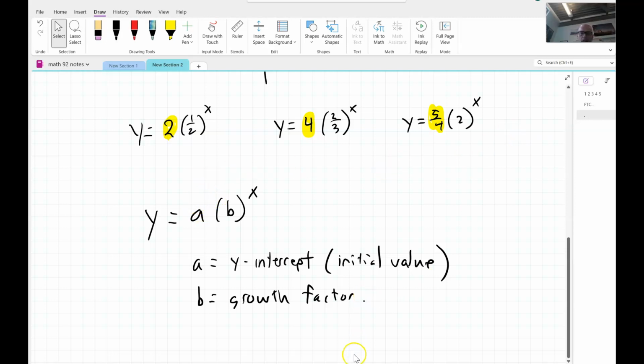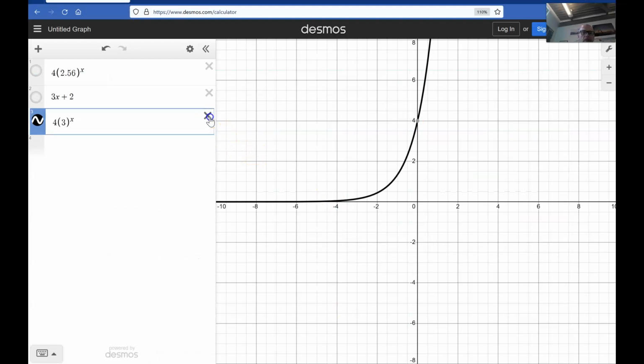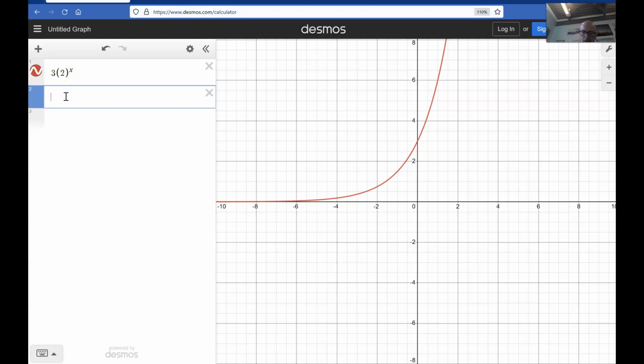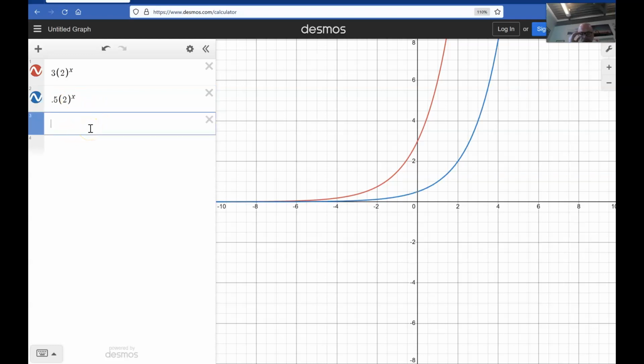So let's go back to Desmos and do some more investigating. So I'm going to close all these out, and I'm going to just throw some functions up here real quick. And let's say 0.5 times 2 to the x, and let's say 3.2 times 2 to the x.